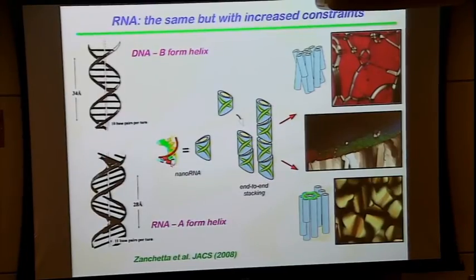And then RNA. So you can make self-complementary RNA. Basically, it has a slightly lower symmetry helix because the bases are not, as in DNA, perpendicular to the axis of the helix. But nevertheless, they behave in a very similar way to the DNA.